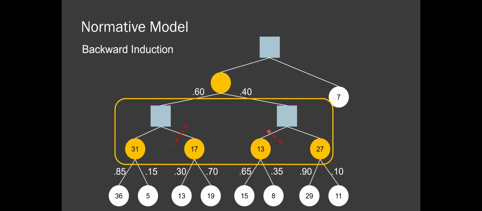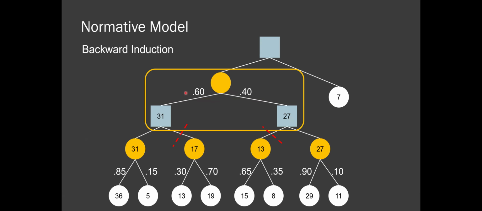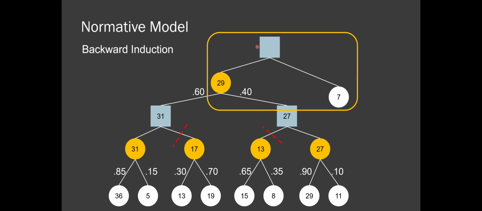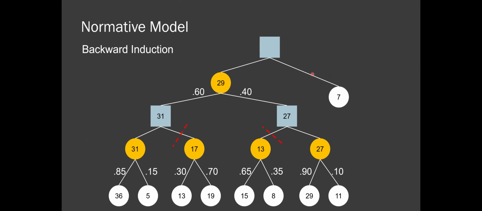I can do the same thing on the right side. Since I know what I'm going to choose in the future, I can carry those values up to the decision node. Now I move up another level and I can use these probabilities to compute an expected value for this chance node. And now I'm at the top of the tree and I have a choice between 29 and 7. And so backward induction says I should choose 29, and then I should execute my plan exactly how I've made it. So I should move left if I end up here, and I should move right if I end up here.